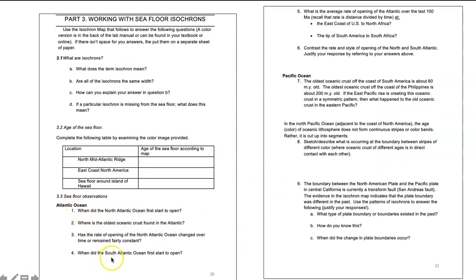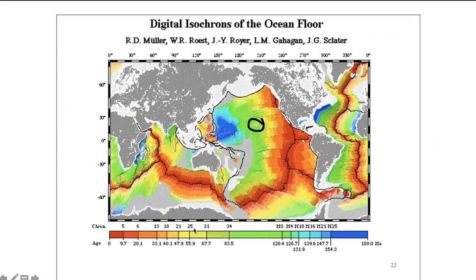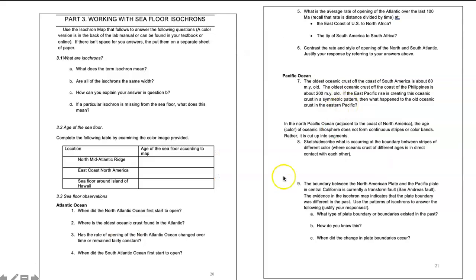Now it's going to ask you about the Atlantic Ocean. When did it open? Where is the oldest crust found? And you can figure this out, again, by looking at the age of the oldest crust on either side of the ocean. So these questions, I think, are pretty straightforward until you get to number 5. So now it's asking you, what's the average rate of opening of the Atlantic over the past 100 million years? And recall that rate is distance over time.